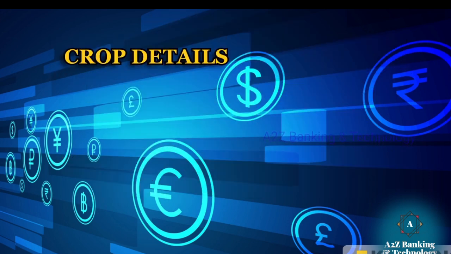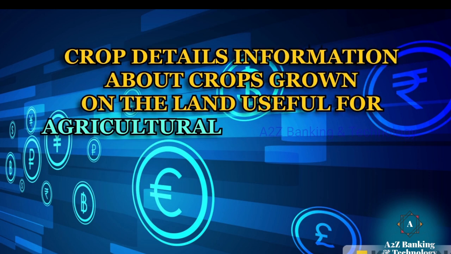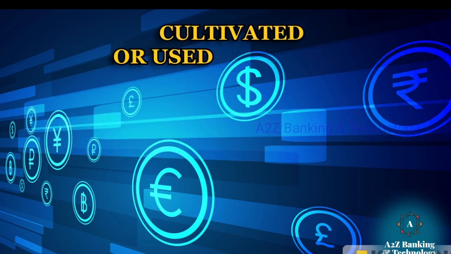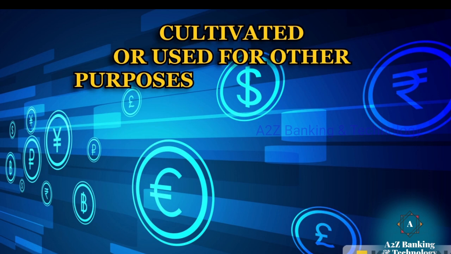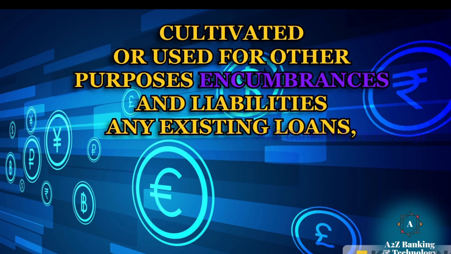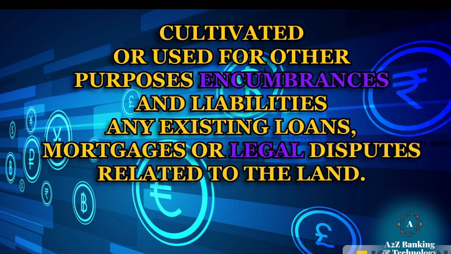Crop details, information about crops grown on the land, useful for agricultural loans. Land use, whether the land is barren, cultivated, or used for other purposes. Encumbrances and liabilities, any existing loans, mortgages, or legal disputes related to the land.